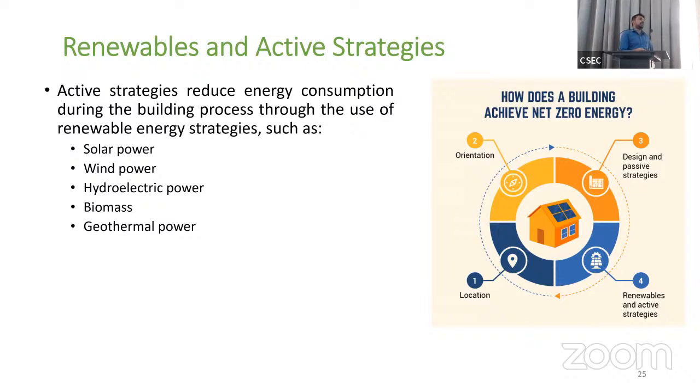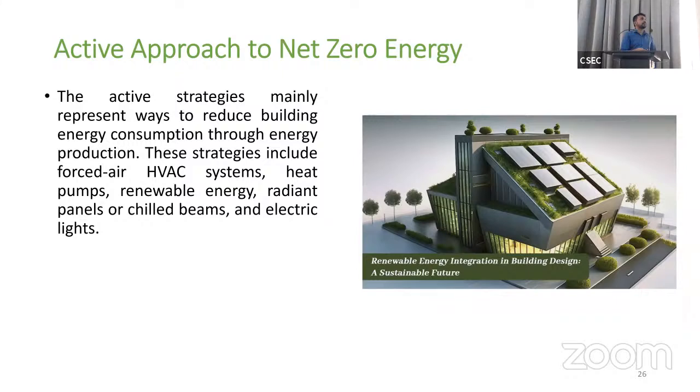Then I'll move to the active strategies. Active strategies reduce energy consumption during the building process through the use of renewable energy strategies. What renewable energy strategies can be used for a building? One is solar power, wind power, hydroelectric power, biomass, as well as geothermal. These active strategies mainly represent ways to reduce building energy consumption through energy production. These strategies include efficient lighting control systems, efficient air conditioning systems, as well as the introduction of renewable energy into a building.